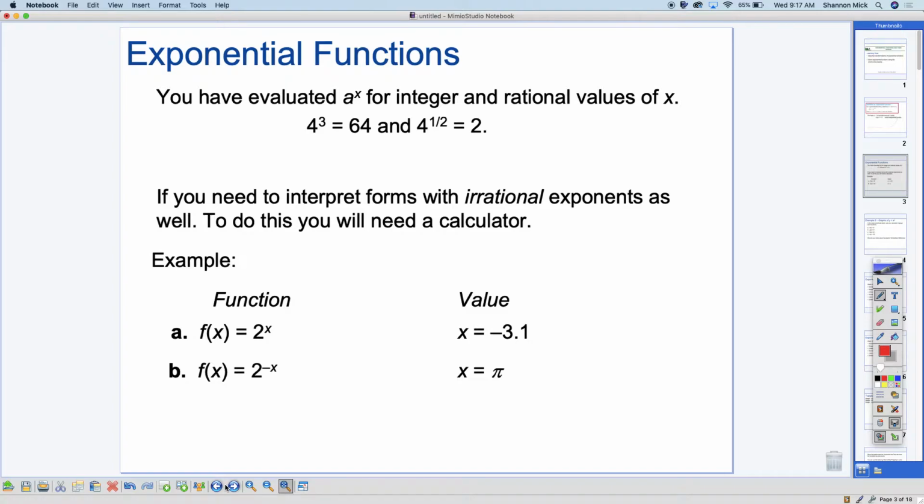So you need to interpret the forms of irrational numbers in that. Take your calculator out real quick and put in 2 to the x. What did I say x is? You're going to put 2 to the negative 3.1, and tell me what you get. Like without a calculator, you're going to graph again. I got approximately 0.1166.